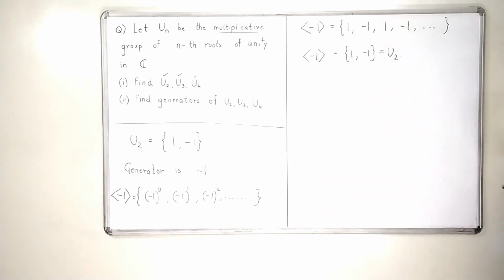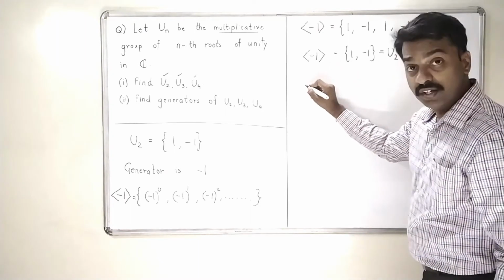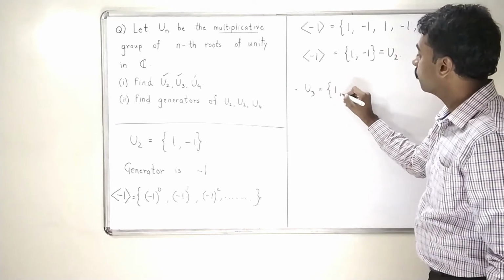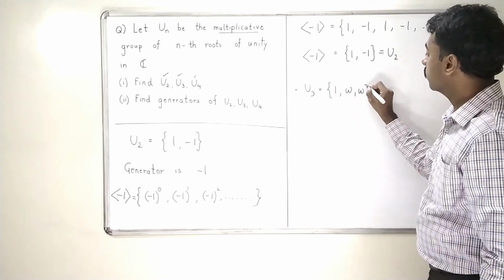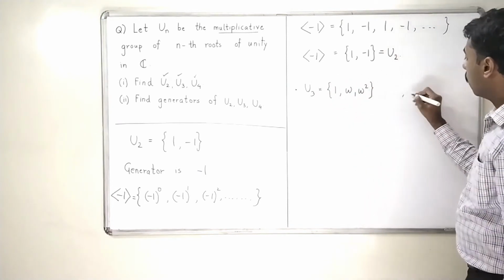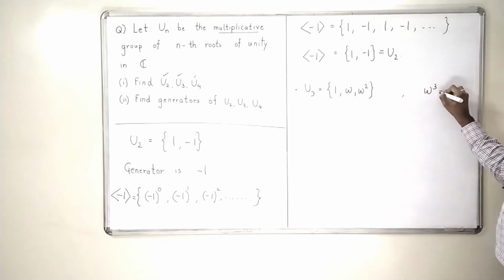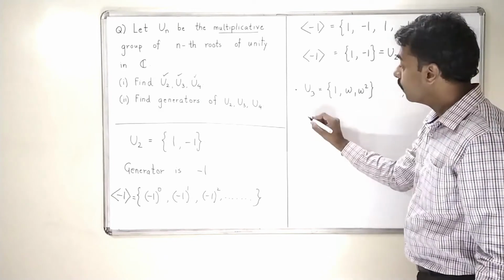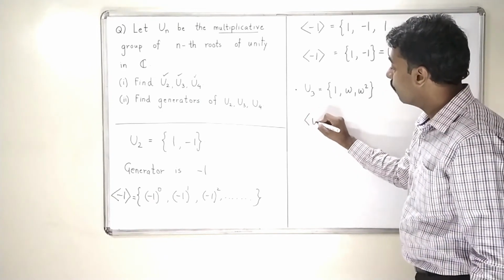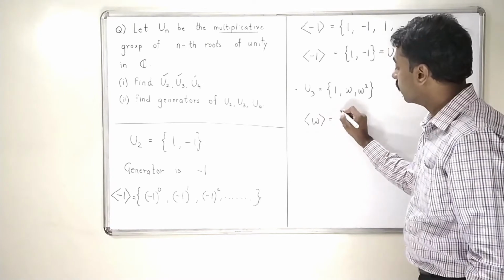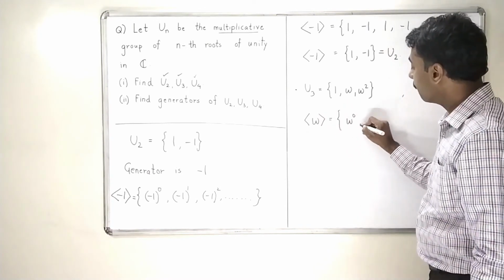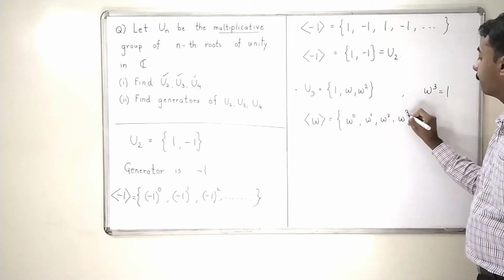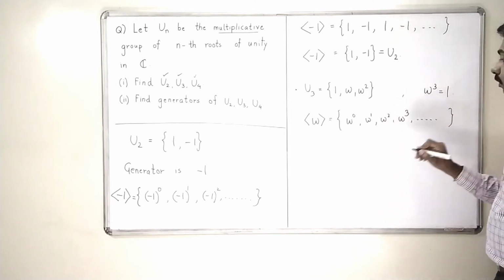Now let us look at U3. U3 is 1, omega, omega square. So we know that omega cube is always equal to identity. So who is the generator of this group now? The generator will be omega. Why? Because if I look at all the powers of omega, am I getting the full set back? These are all the powers of omega.